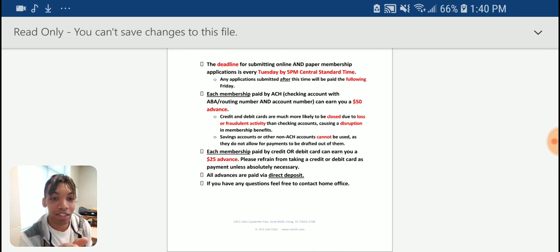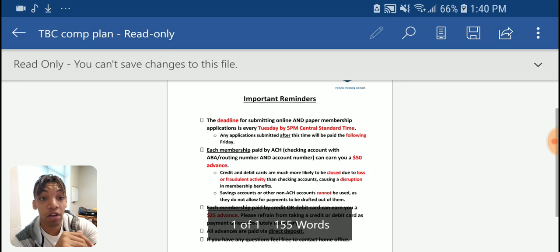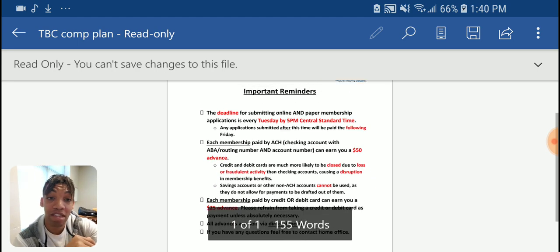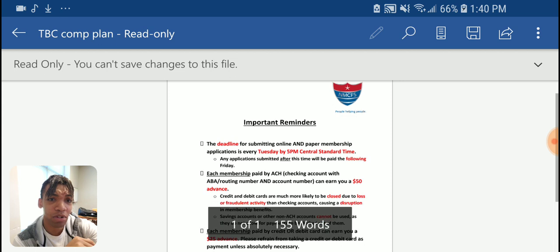Okay. And then obviously at the end, if you have any questions, feel free to contact home office, or you can get in contact with the rep that you feel most comfortable sharing all of your questions with, because we're all here to help each other. But this is the general breakdown of what we are being paid, when we are being paid, and how we are being paid. It doesn't get much simpler than this.